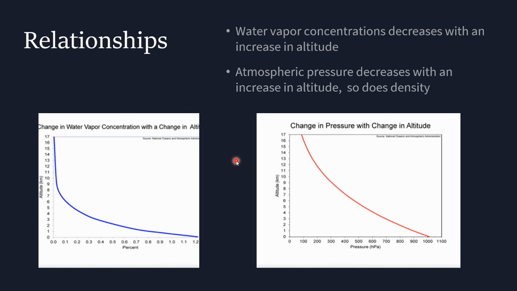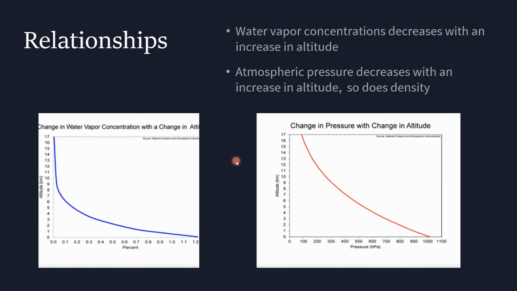So the bottom line: if you increase your altitude, your water vapor concentration, your pressure, your carbon dioxide concentration, your particulates concentration, your aerosol concentration, everything will decrease. The more you go up, it will be decreased again, decreased and decreased.